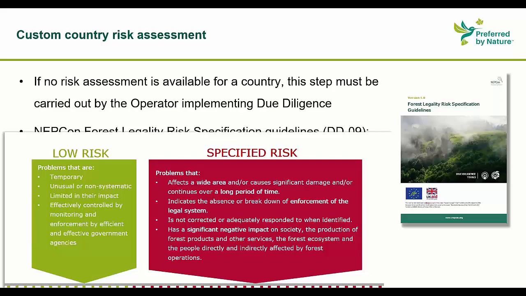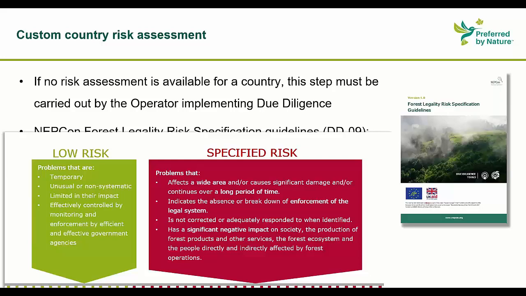Unspecified risk would affect a wide area or would cause significant damage or continue over a long period of time, indicates the absence or breakdown of enforcement of the legal system, is not corrected or adequately responded to when identified, and has a significant negative impact on society, the production of forest products, the forest ecosystem, and the people directly and indirectly affected by the forest operations.